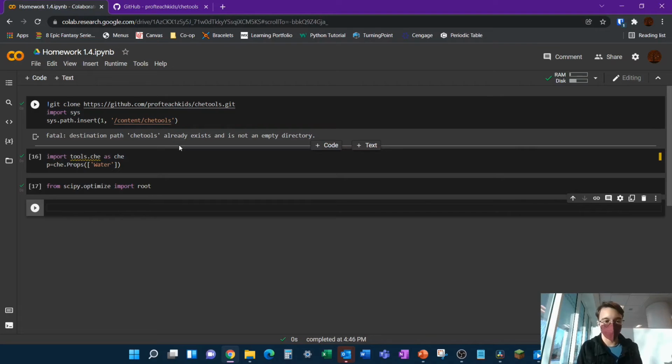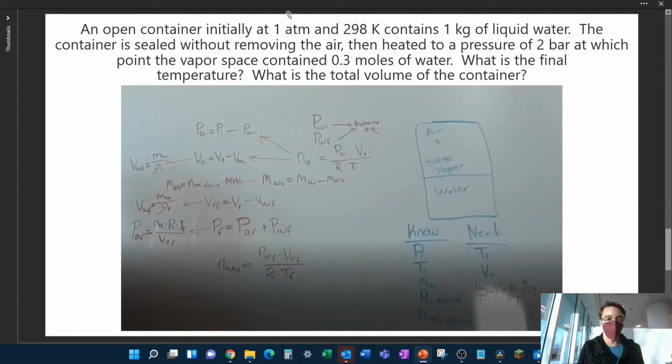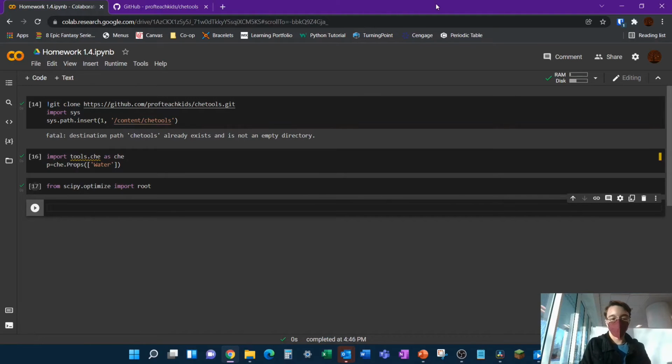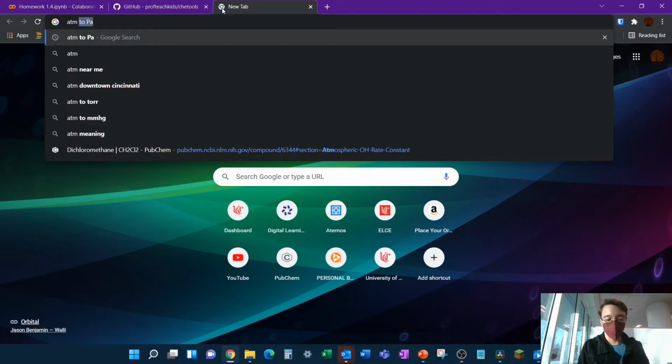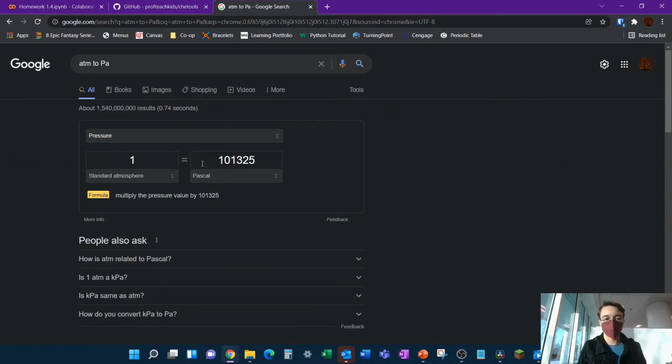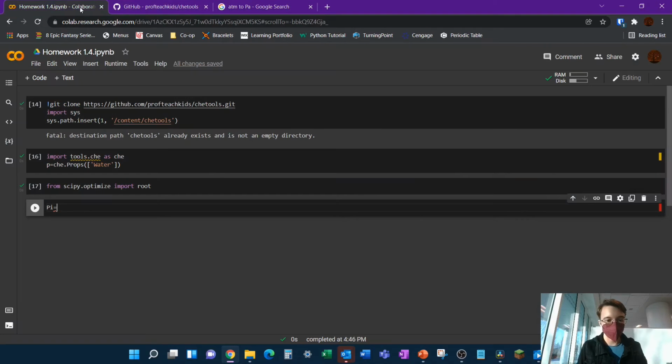Alright, so now we're ready to start working on this problem. So we can enter the things that we know. Over here I have our problem written up, and then I have the equations that we derived, just for reference. So what do we know? We know the initial pressure, and that is 1 atmosphere. So we can specify that the initial pressure is equal to 1 atmosphere, but we're probably not going to want our pressures in atmospheres, we're going to want them in pascals. So 1 atmosphere is equal to 101.325 kilopascals, so we'll just type that in here, 101.325.